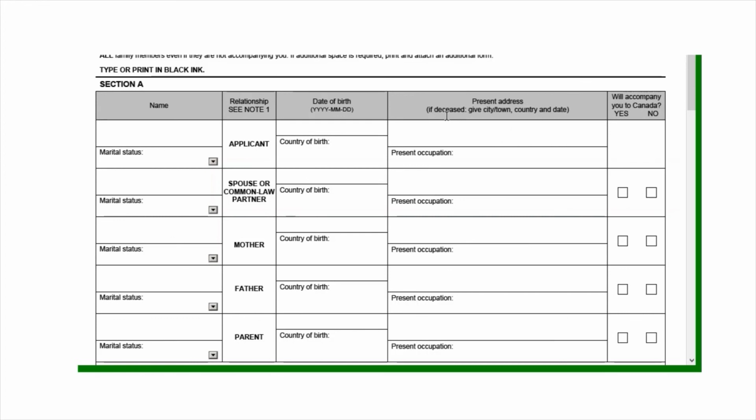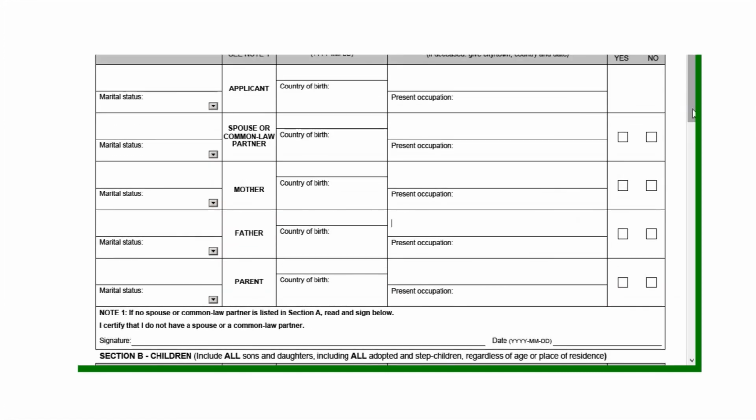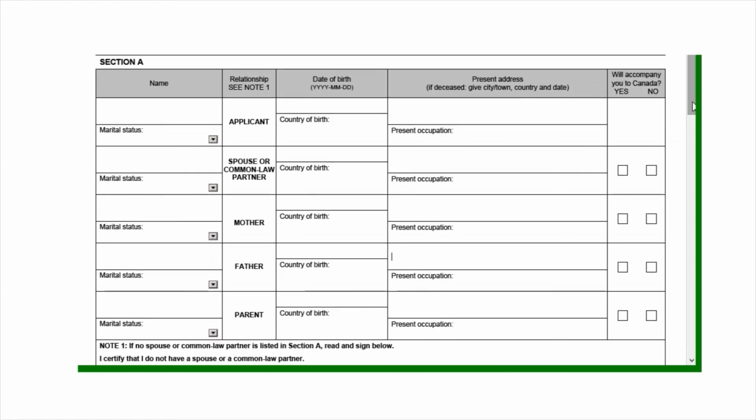And if the person is dead, like if you have a father that is dead, here you want to put in that he is deceased. So you just put deceased and put the town where he died and the country and the date. And here you want to talk about if the person will accompany you. That means, is the person applying along with you? It does not mean that is the person going to come after you are there. That's a different application. This actually applies to your current application.